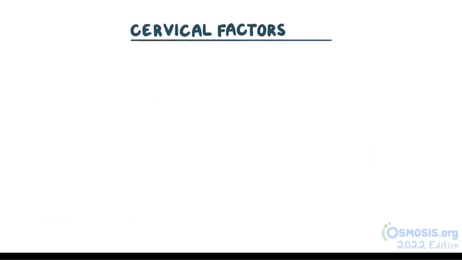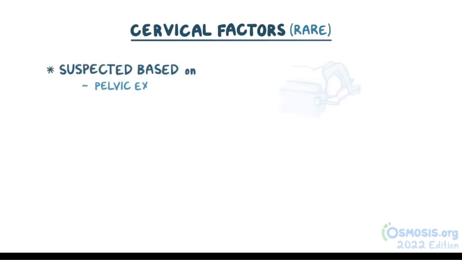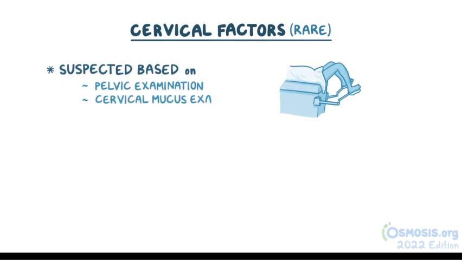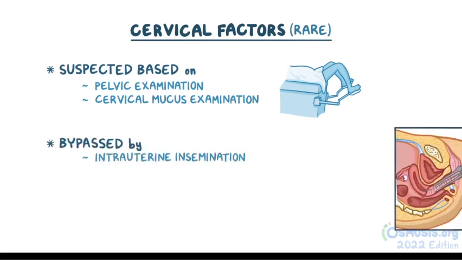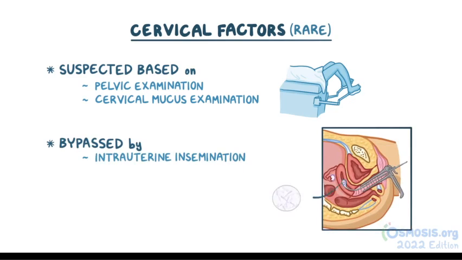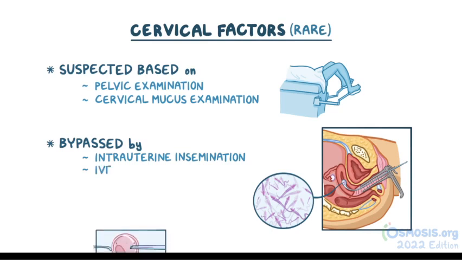Cervical factors are a rare cause of infertility, but may be suspected based on a pelvic examination that may show cervical abnormalities and cervical mucus examination, which may show abnormal mucus that might impair fertility. Cervical infertility can be bypassed by using intrauterine insemination, which is when sperm is injected directly into the uterus with the help of a syringe. If that fails, IVF can be used.